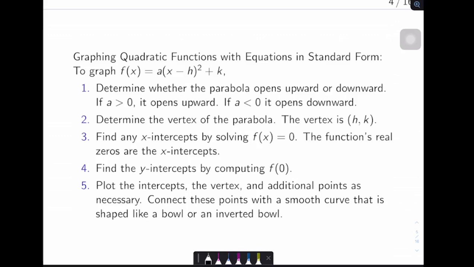Plot the intercepts, the vertex, and additional points as necessary. We may need to plot additional points. And then connect them with a smooth curve, like a bowl or an inverted bowl.